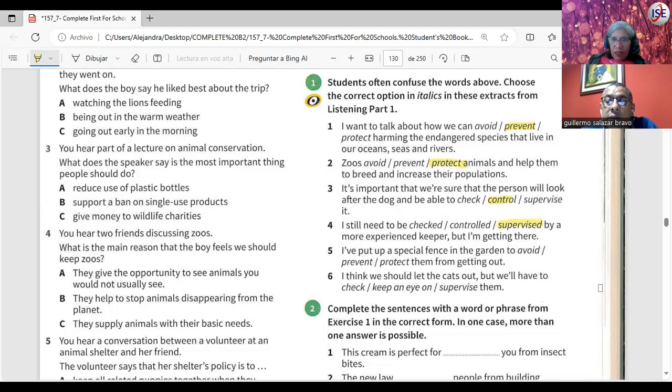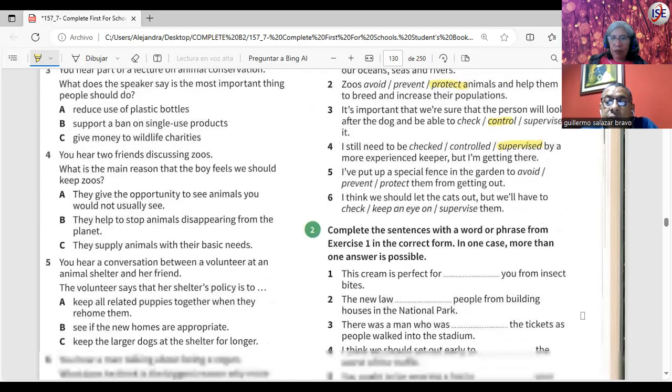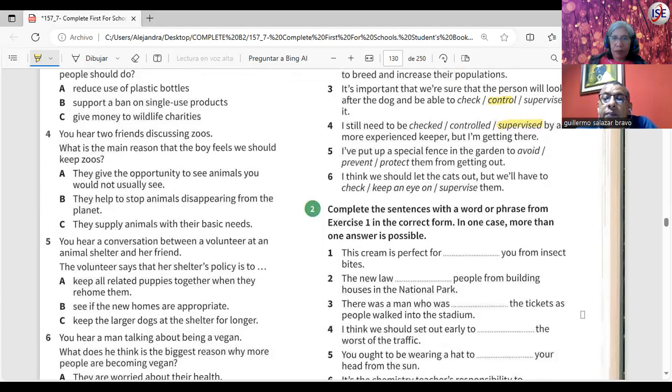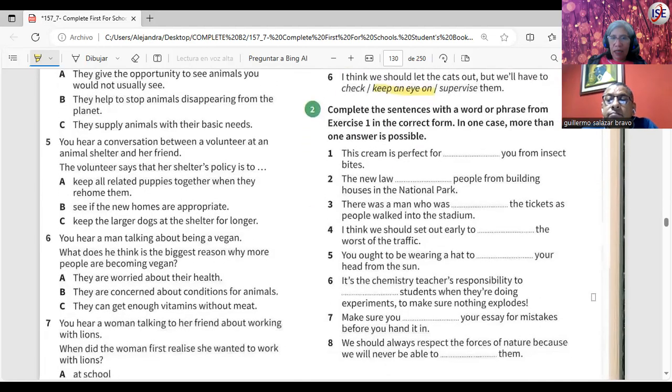I put up a special fence in the garden to avoid, prevent, or protect the cats from getting out. You do it before they try, to prevent. I think we should let the cats out. We will have to check, keep an eye on, or supervise them. Keep an eye on. Be constantly watching the cats. Okay.